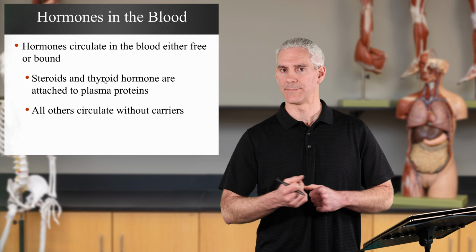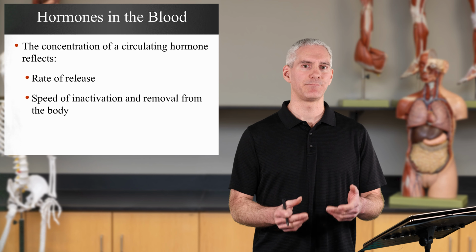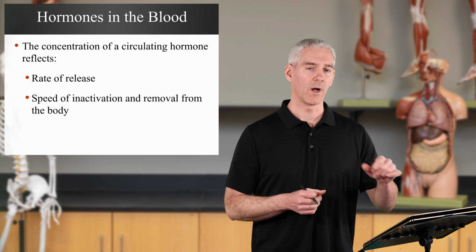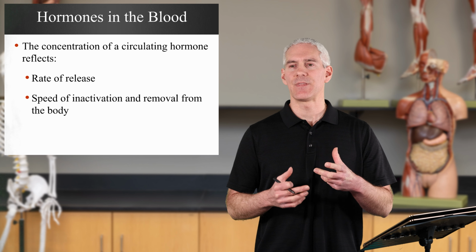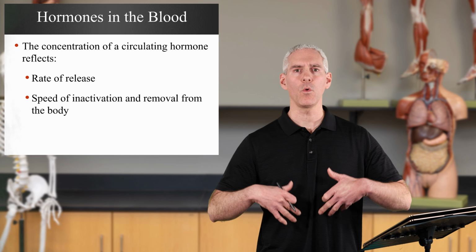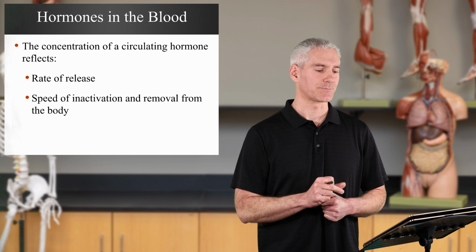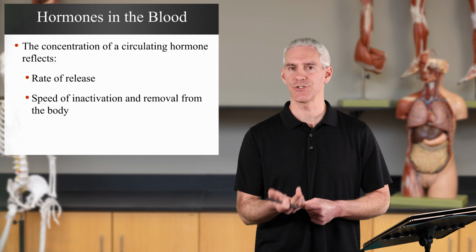Now the concentration of the hormones in your blood is based on these factors. One, the speed of release, or the rate of release. If there's a whole lot of the hormone being secreted right at once, you're going to have a higher amount of the hormone in the blood. But if your gland is only releasing a couple molecules at a time, that's going to have a lower concentration, or a lower level of the hormone in your blood. Secondly, the speed of inactivation.